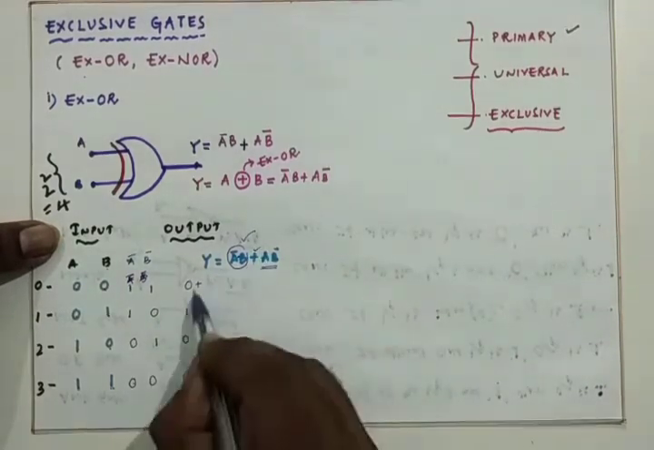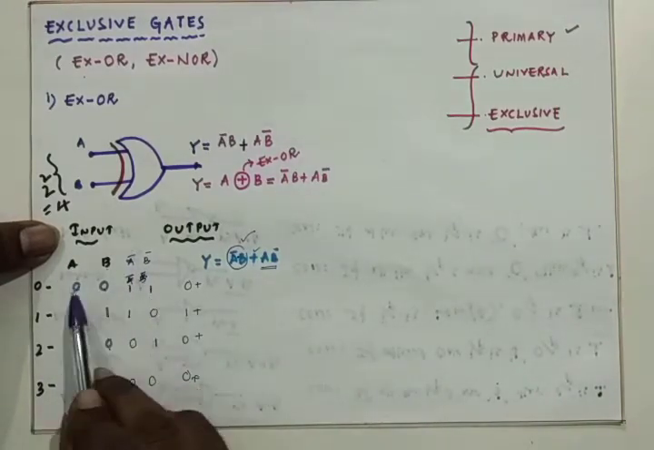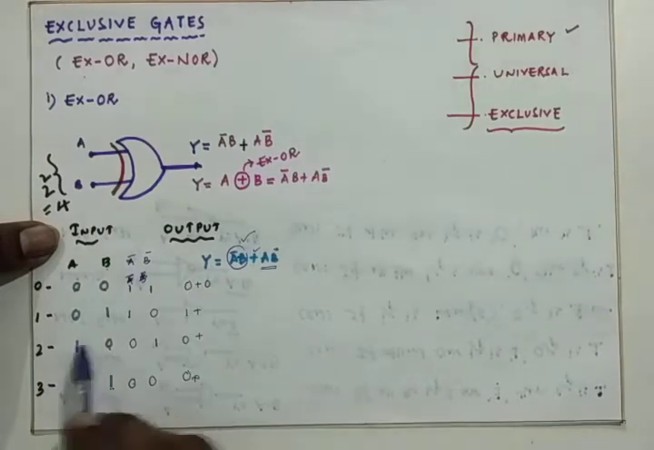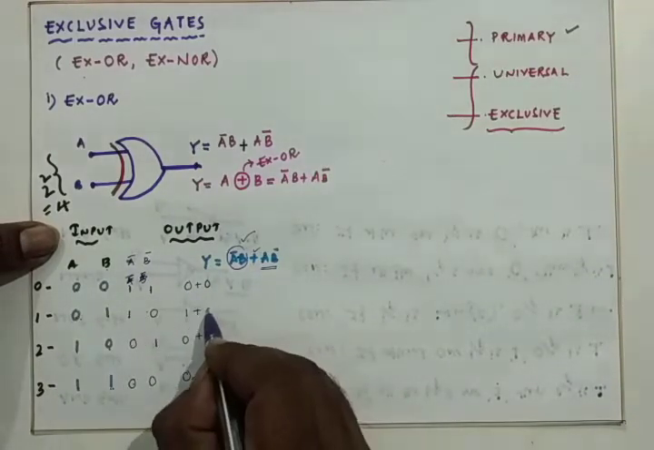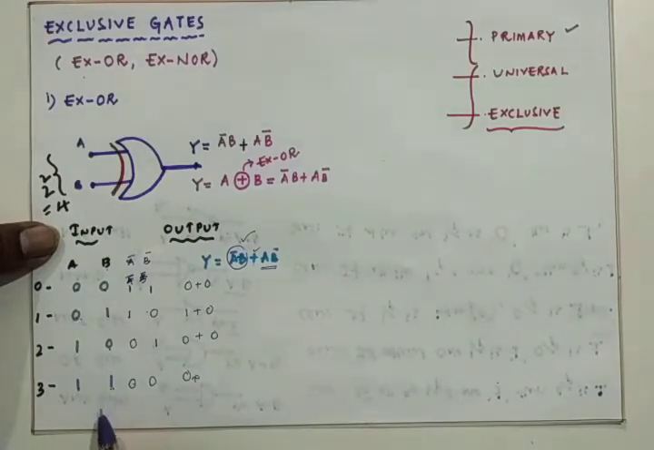Here this plus is there, so that plus. A b bar, that means what? A and this is b bar. A and b bar, 0 into 1, 0. 0 into 0, 0. 1 into 0, 0. 1 into 1, that is 1.